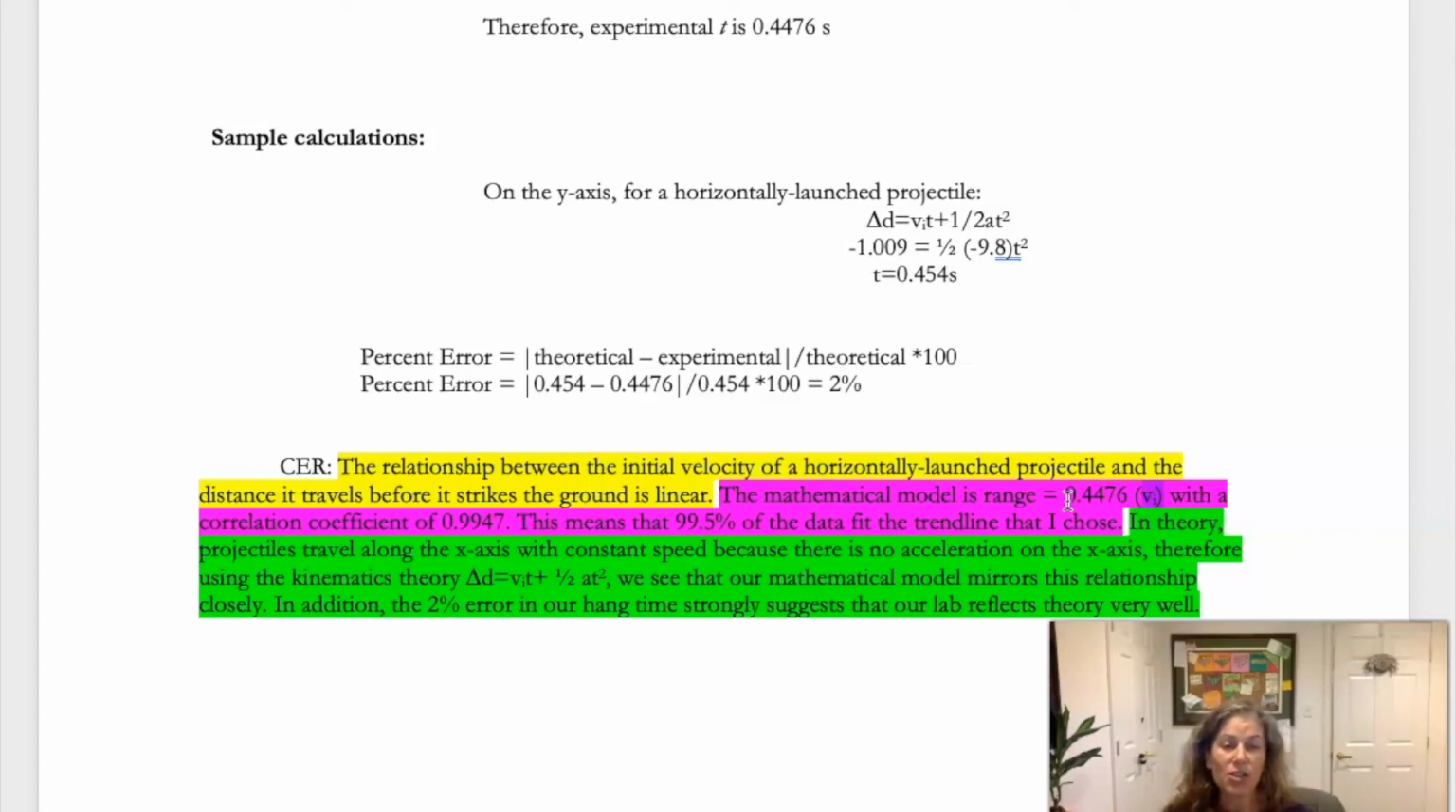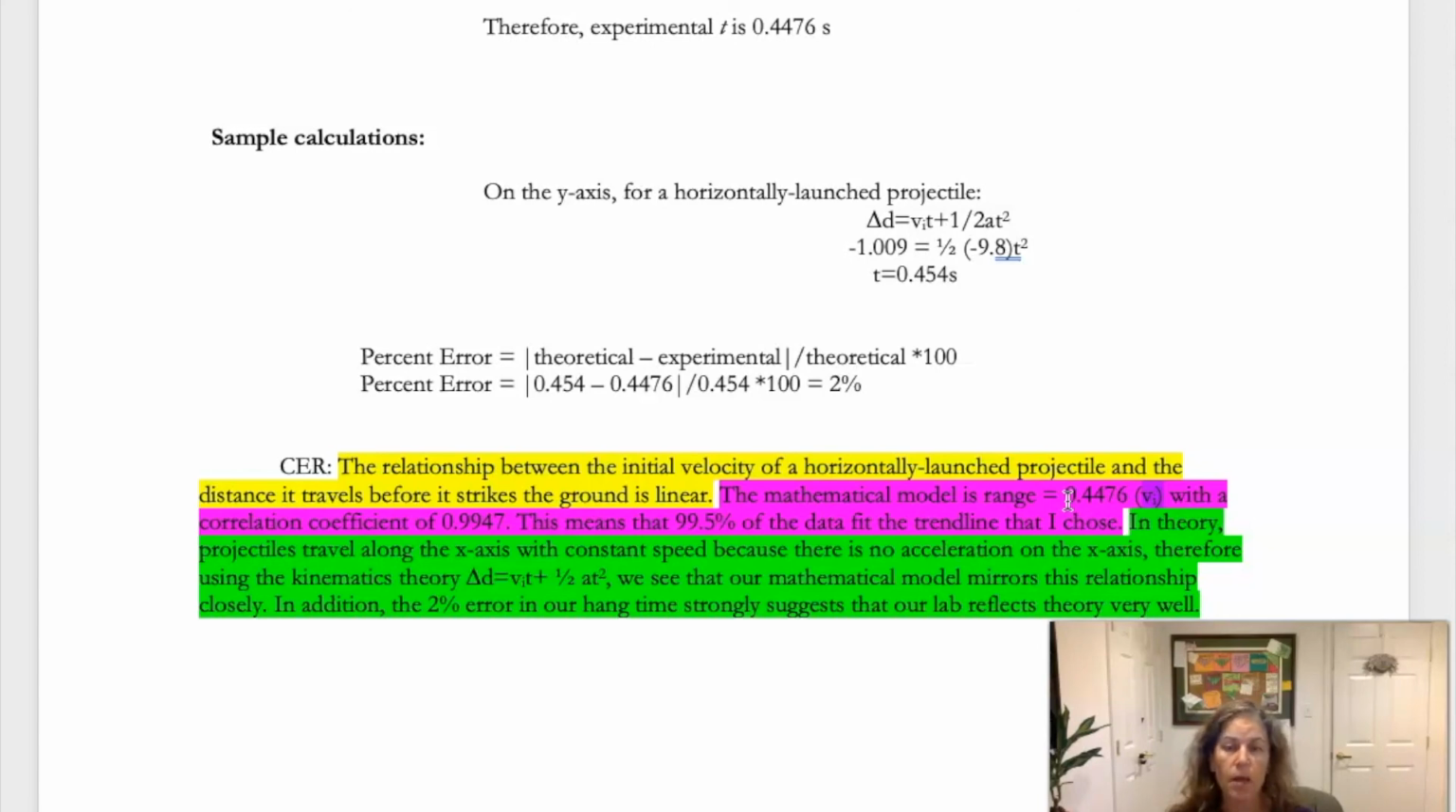The correlation coefficient is there because it proves that the linear fit was an accurate one to choose, because I could choose any fit and Excel will do it, but if it's not a good fit, it'll give you a poor R-squared value. Does that make sense, right? Okay. Then the last part is the reasoning. So there's two parts. There's the physics theory, and then there's tying it to your results.